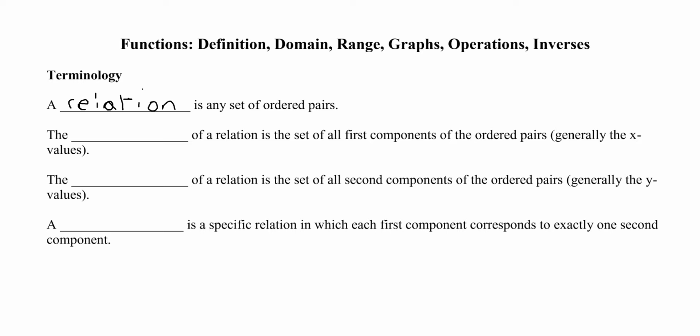So a relation is any set of ordered pairs. And remember, our ordered pairs are in the form of x, y. So it's two numbers. So any relation is a set of ordered pairs. The domain of the set is all the first components of the ordered pairs. So it's generally our x values, but think first value.